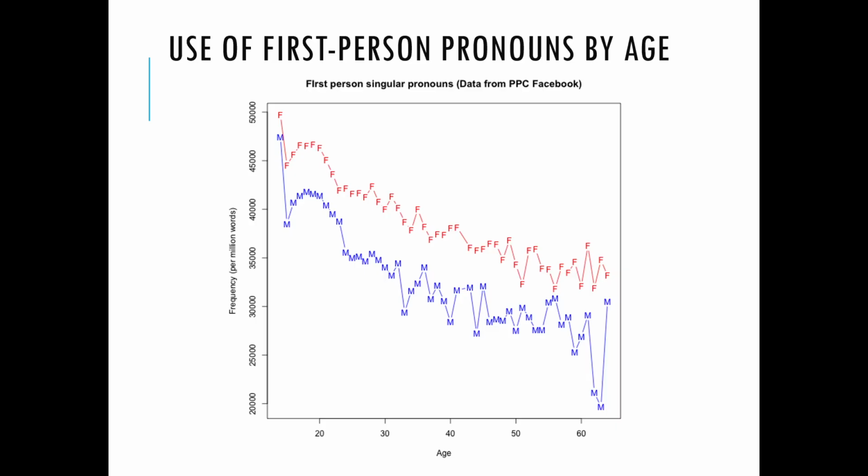So here we have, by age, the use of first-person pronouns. And this came from, sorry, my dog's barking. This comes from Facebook, so you can judge this validity however you want. So what we see is, as people age, both males and females, the females are the F's and the males are the M's, both use first-person singular pronouns less and less as they age. Now, it doesn't drop off a cliff, but you see a trending downward of the lines.